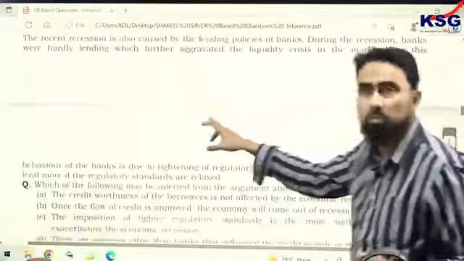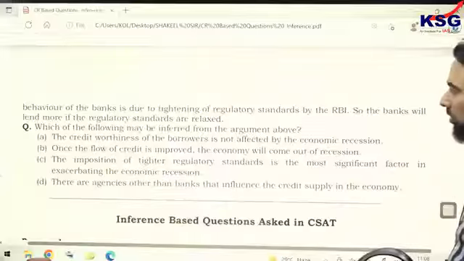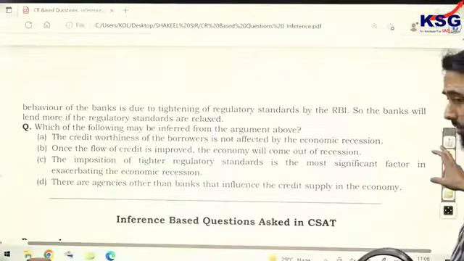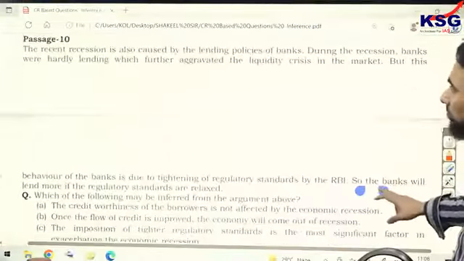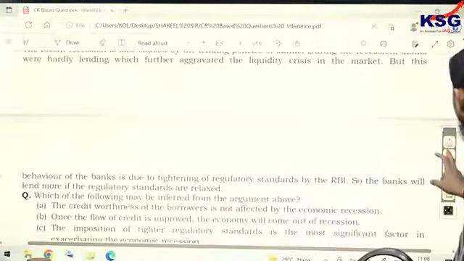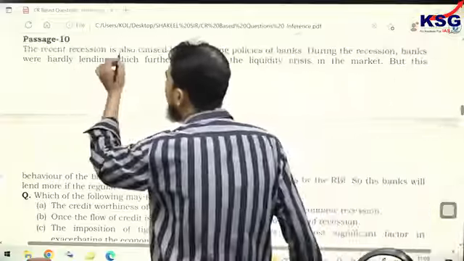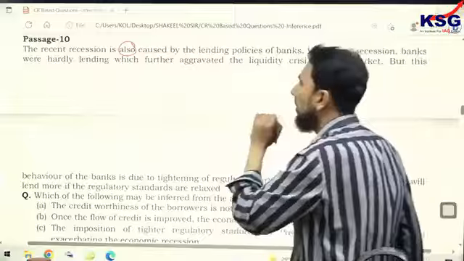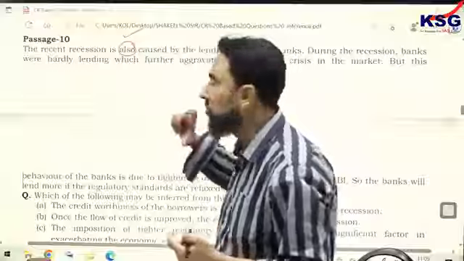The same question is passage number 10 of the same level. Again, it's a complex inference, because if you do not focus on the key information or the key word, you are bound to commit an error. So dear, this one talks about the recent recession. The recent recession is also caused by the lending policies of banks. Also cause means there are other causes as well, right? So the word also gives you this.